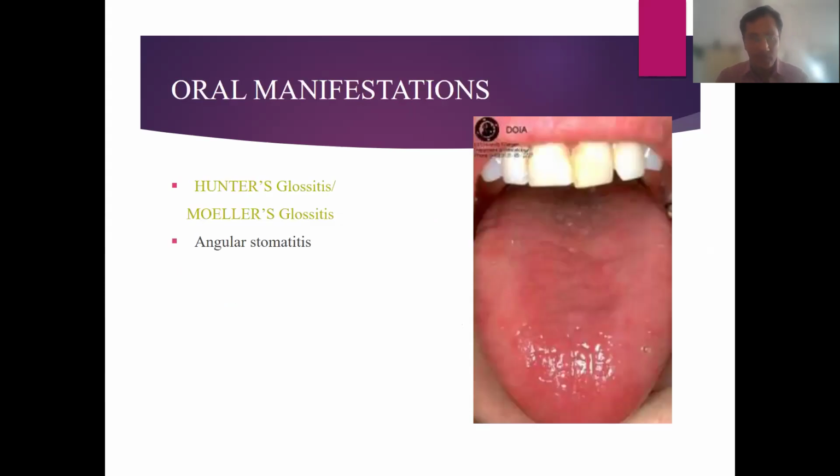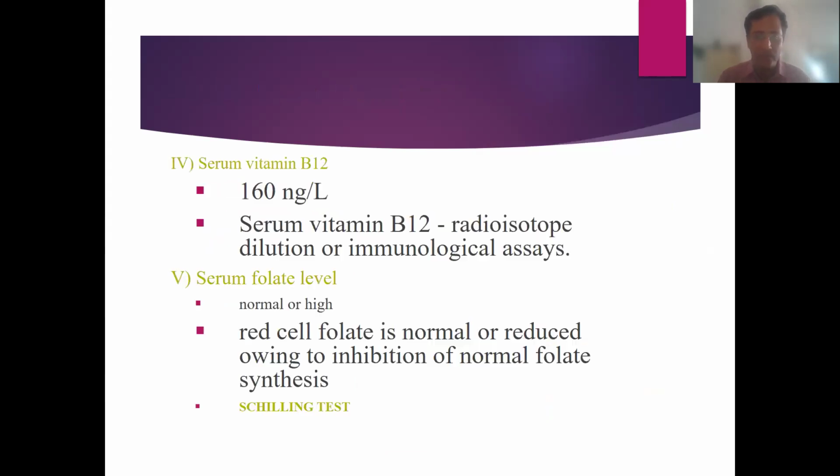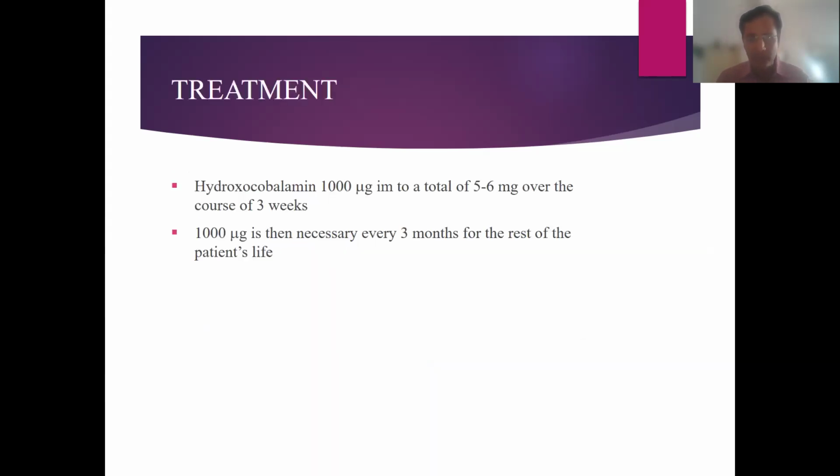What else is there? There will be glossitis. If you see the tongue, we will have Hunter glossitis, and angular cheilitis will be there. Investigation, hematological findings: serum bilirubin will be raised, and bone marrow we will be finding. Normally the level of vitamin B12 will be low, serum vitamin B12 radioisotope we will see at this level, normal to high. Folate will be higher in this. Red cell folate is sometimes reduced owing to folate synthesis. Use Schilling test.